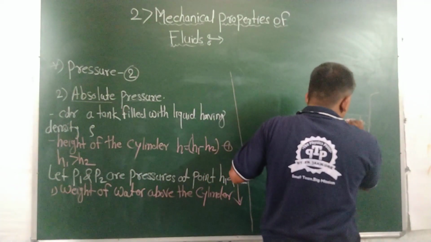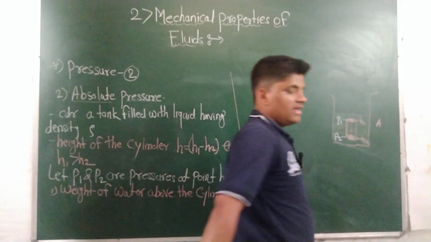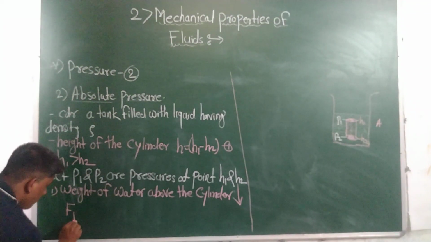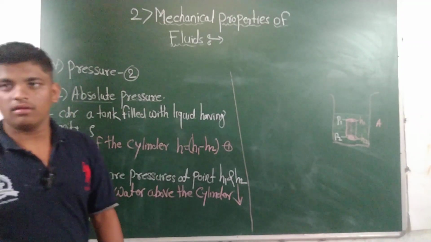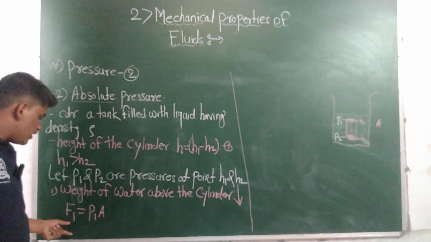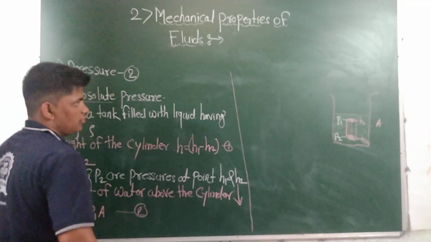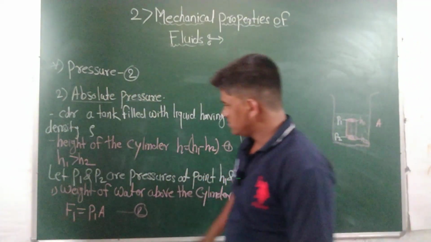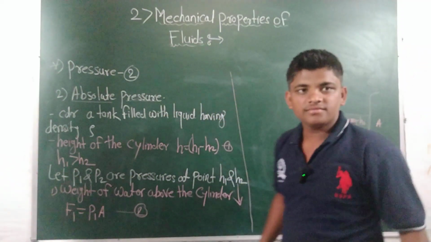The area will be the same, since the cylinder's area is the same at both places. That is the cylinder area A. Then the force F1 is equal to P1 into A. If we take the definition of pressure, force upon area is pressure, so force is equal to pressure into area. This is equation number 2 here, or we can call it equation number 1 for this.